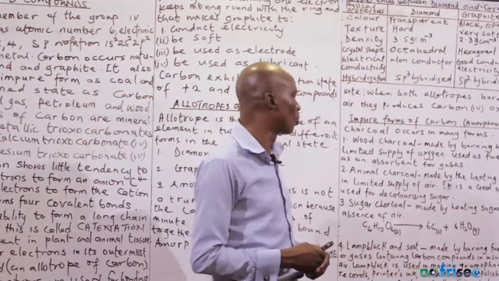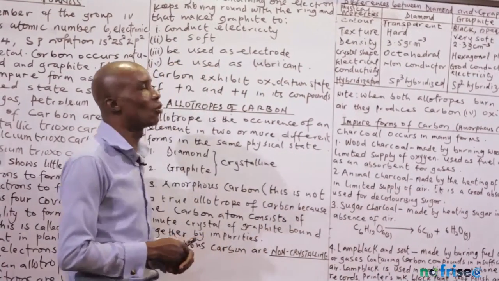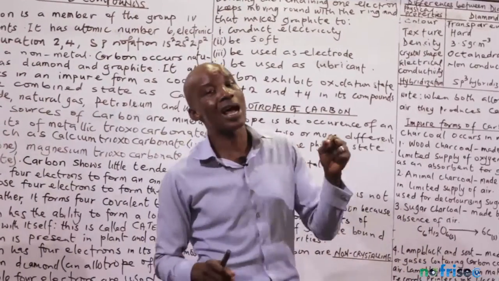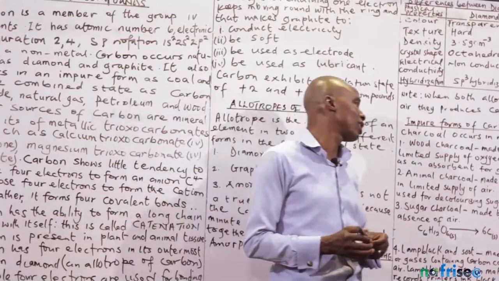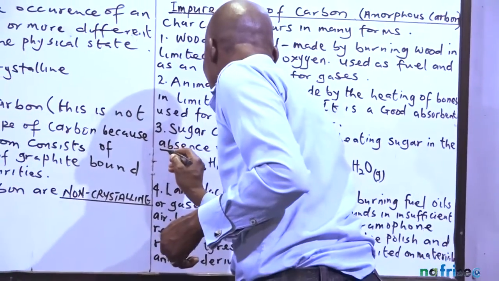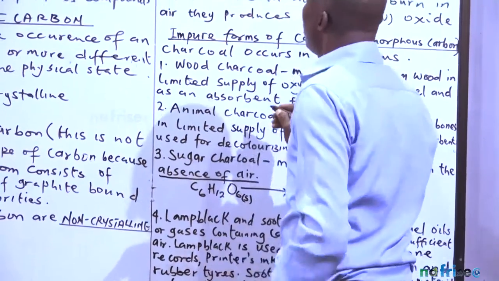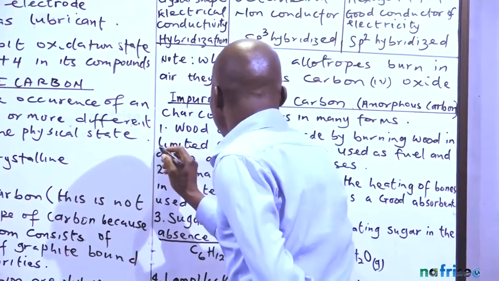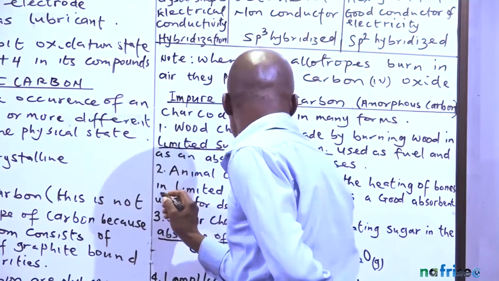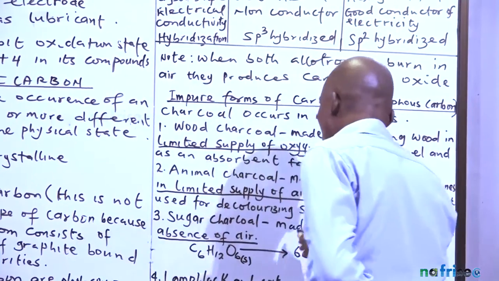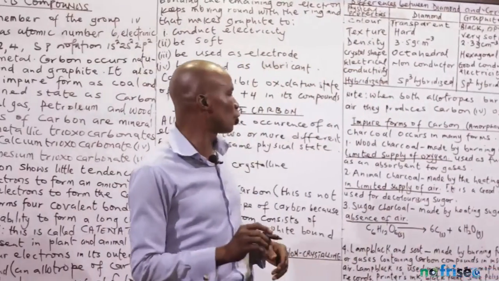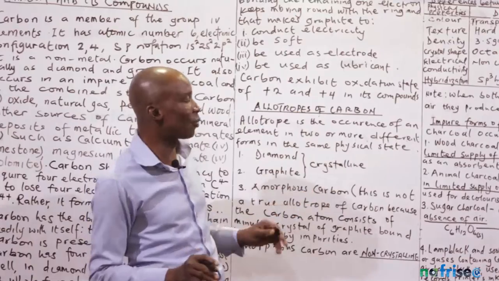Another form of charcoal is called sugar charcoal. Sugar charcoal is made by heating sugar in the absence of air. At this stage, we should be careful with the language usage. This one is made in the absence of air. Wood charcoal is made in a limited supply of air or oxygen. Animal charcoal is made in a limited supply of air. But sugar charcoal is made by heating sugar in the absence of air. We should be careful with the language usage here.